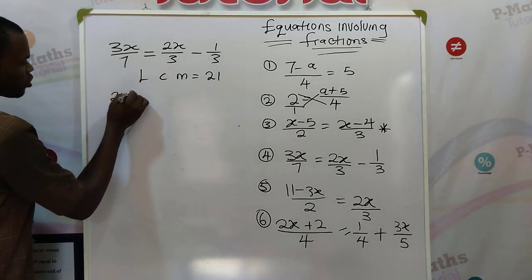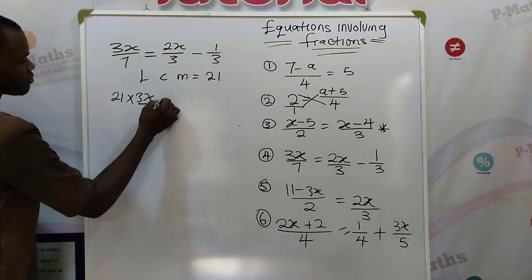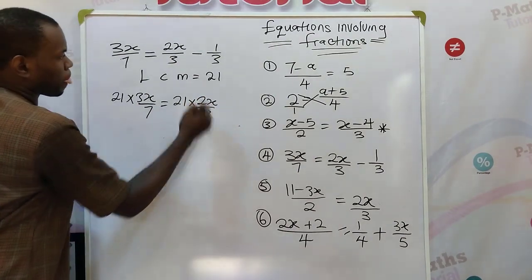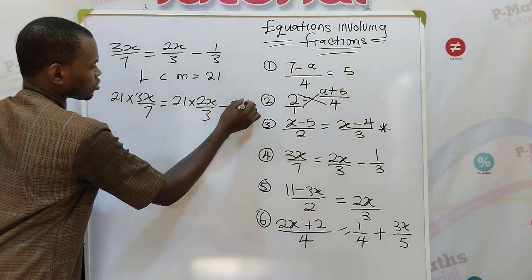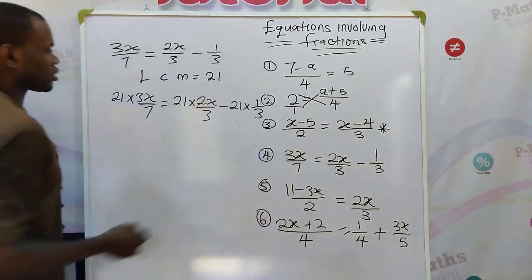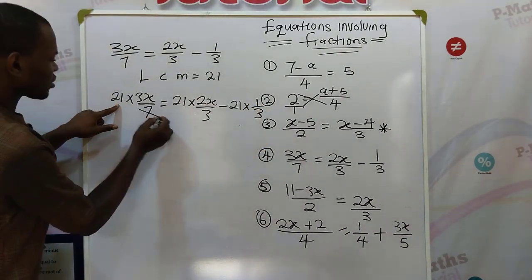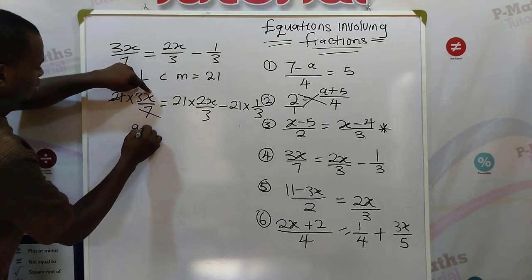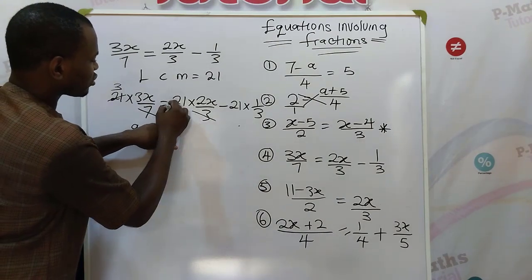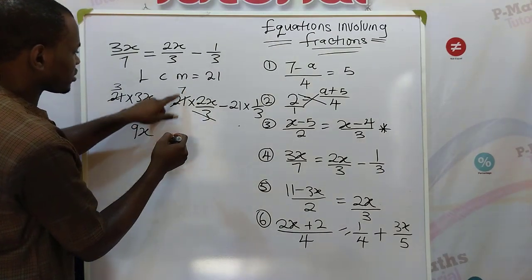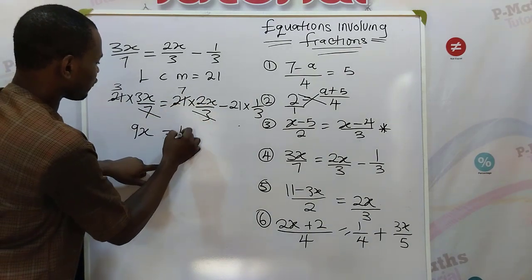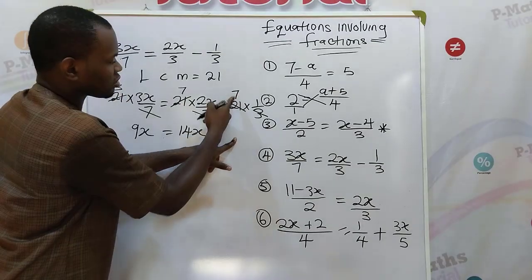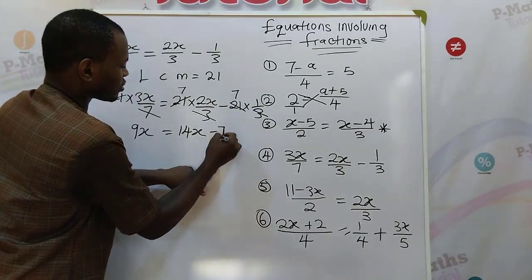So I have 21 times 3x over 7 equals, same as here, 21 times 2x over 3, same as here, 21 times 1 over 3. Then divide. 7 can divide 21 to give me 3, right? Now 3 times 3x is 9x. Over here, 3 divided 21 is 7. Then 7 times 2x should give me 14x. And lastly, 3 divided 21 is 7. 7 times 1, I have 7.